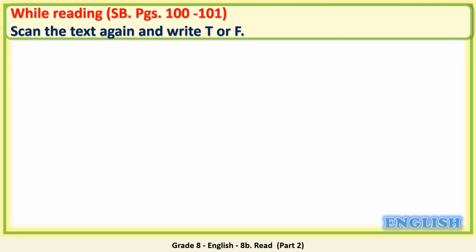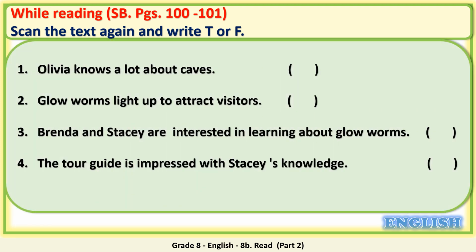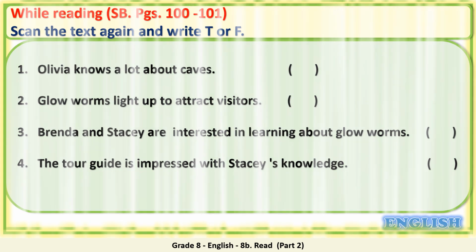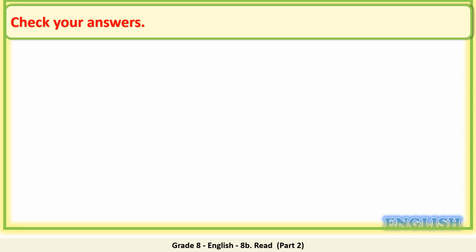Now, scan the text again and write true or false in front of the following statements. Read them very carefully. Once you're done, you can check your answers with your teacher. 1. Olivia knows a lot about caves. 2. Glowworms light up to attract visitors. 3. Brenda and Stacy are interested in learning about glowworms. 4. The tour guide is impressed with Stacy's knowledge. Well, you can check your answers now.